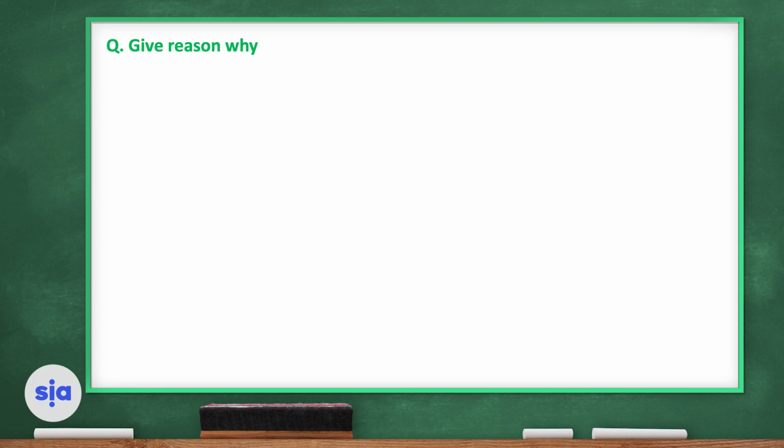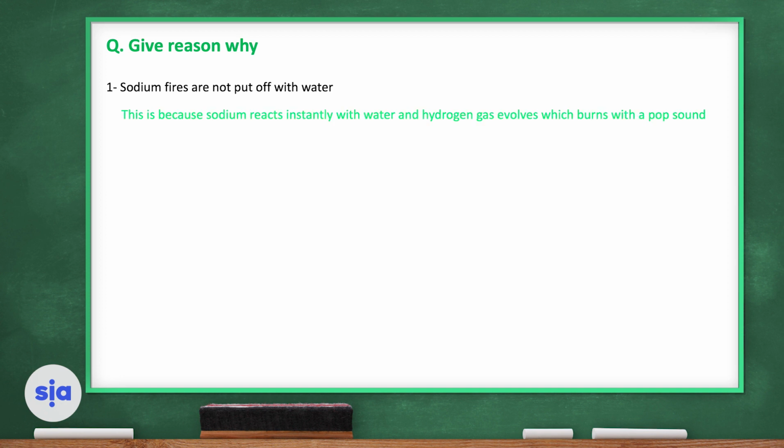Now give reason why sodium fires are not put off with water. Do you remember the video for the reaction of sodium with water? So this is because sodium reacts instantly with water and hydrogen gas evolves. If I try to put water on sodium fire, it will make it increase. It will not put it off.